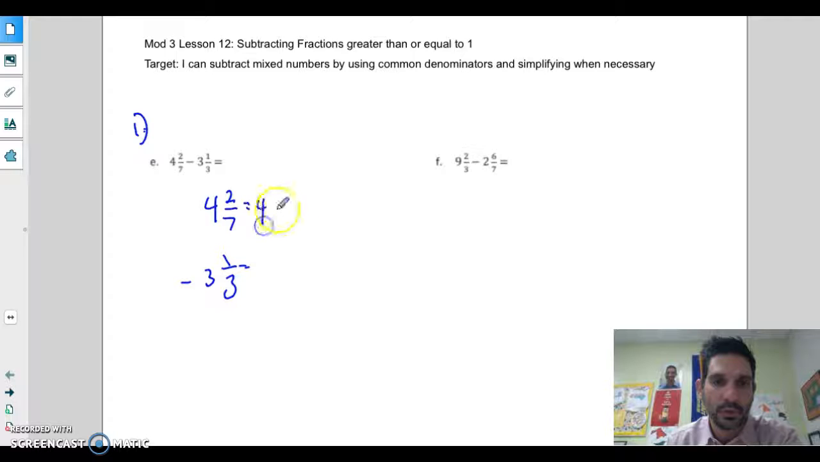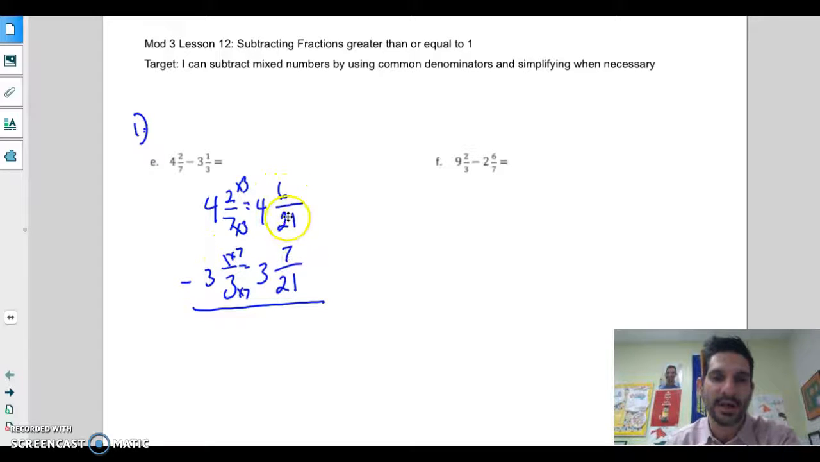Again, when I'm doing this, I like to do it vertically. Okay, so the common denominator is 21. So now I have to make equivalent fractions. This was times 3, so this is times 3, and that's a 6. This was times 7, this was times 7, so that's a 7. Now, we cannot subtract 7 from 6, because I only have 6.